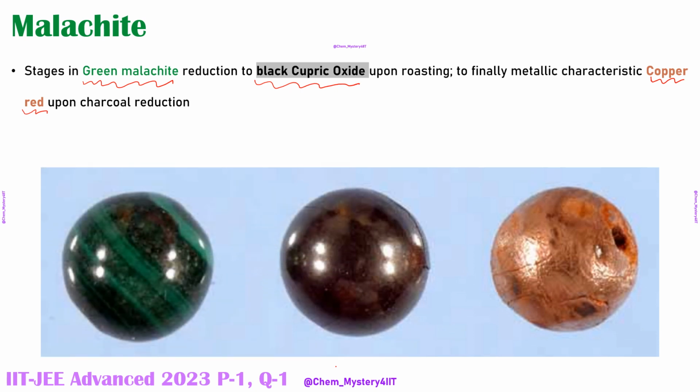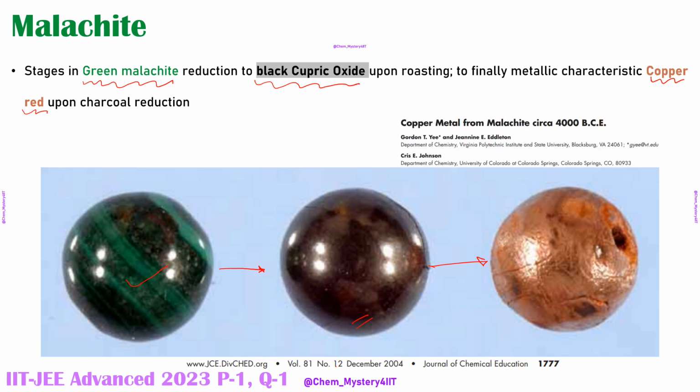Here is how it happens. You go from left to right: that's malachite. This is converted into the black colored cupric oxide, and this, upon being further reduced with carbon-based reducing agents, charcoal or coke, is converted into metallic copper. That is the characteristic red color of copper in the pure state. This diagram has been taken from the Journal of Chemical Education, from the paper reported by Yee, Eddleton and Johnson.